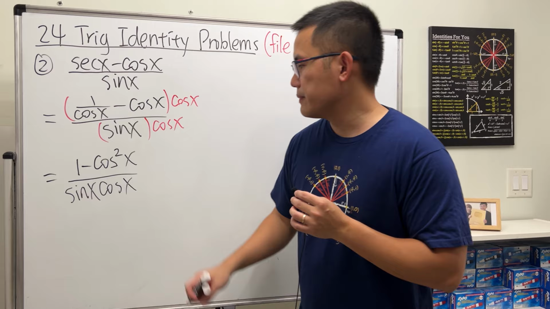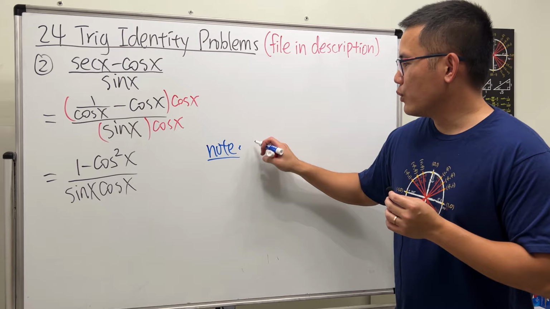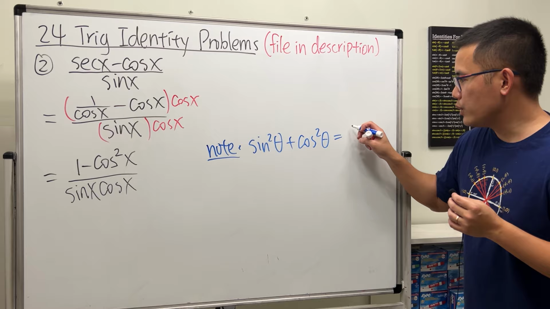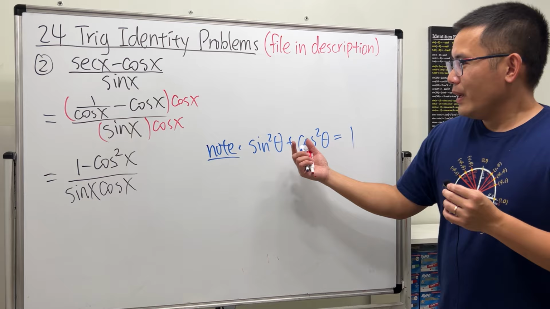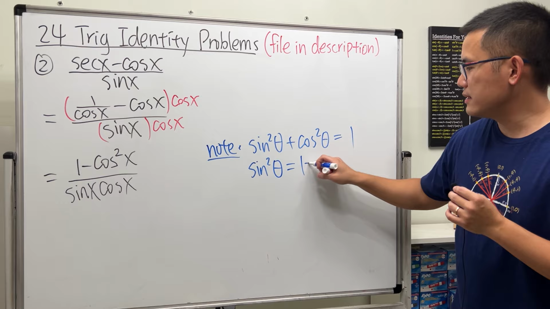Okay, now what though? Well, this guy, it's kind of familiar. Remember what we were talking about earlier? When we have sine square theta plus cosine square theta, this is equal to 1. We can also look at here, but anyway, look at this. Here we have 1 minus cosine square, so why don't we move this to the other side? And in that case, we see sine square theta equals precisely 1 minus cosine square theta.